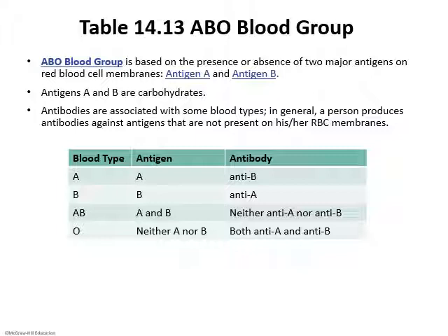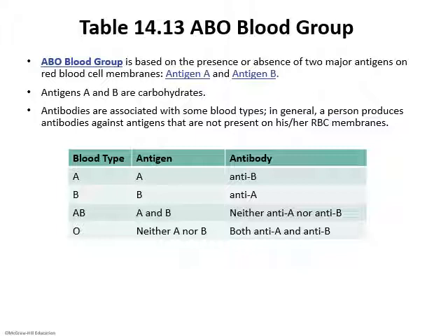So if you have only the A antigen, you have to have the anti-B antibody. If you have only the B antigen, you have to have the anti-A antibody. If you have both A and B antigens, well, you're not going to have either anti-A or anti-B. And if you have no antigen, you're going to have both anti-A and anti-B antibodies. Okay, so something that's A, something that's B. It could be both A and B are antigens, or it could be both A and B are antibodies, but you have to have at least one of each.